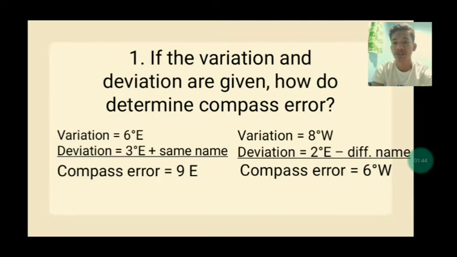First example: the variation is 6 degrees east, and the deviation is 3 degrees east. We can say that the variation and the deviation have the same name. So our compass error is 9 degrees east. We just copy the given direction.